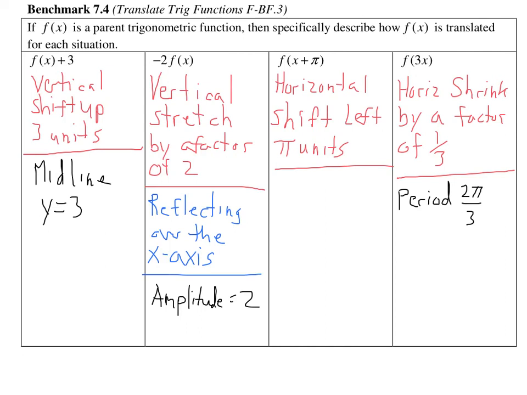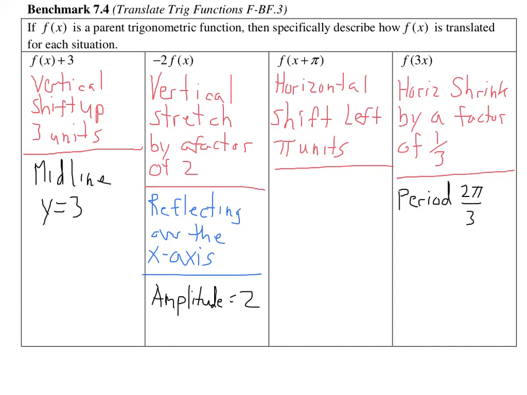Now again, if this was a tangent function, would your midline still be 3? Y equals 3. Yeah. But what would be your amplitude on a tangent graph? Tangents don't have amplitude. It wouldn't exist. So that really wouldn't have it if it was tangent. This would still be okay. What's the period on a tangent? It would be pi divided by 3, because the normal period of tangent is pi. So tangent would be pi divided by 3.